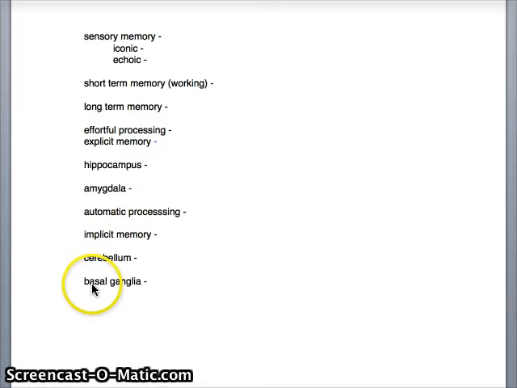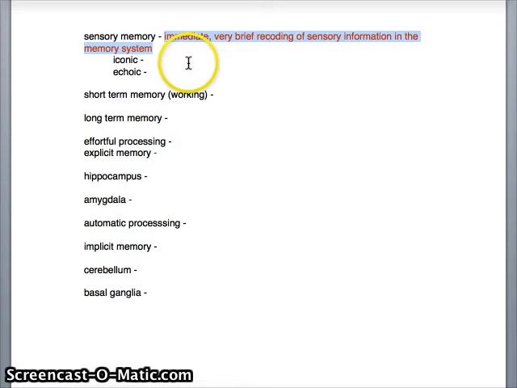Cerebellum and basal ganglia are more connected with implicit memories. The hippocampus and amygdala can be more connected to explicit memories, but also potentially a little bit of this implicit. Once we get all these definitions in place, it will make significantly more sense. So we'll start at the top and work our way down. First, you have sensory memories. Sensory memories are the immediate, very brief recording of sensory information in the memory system.